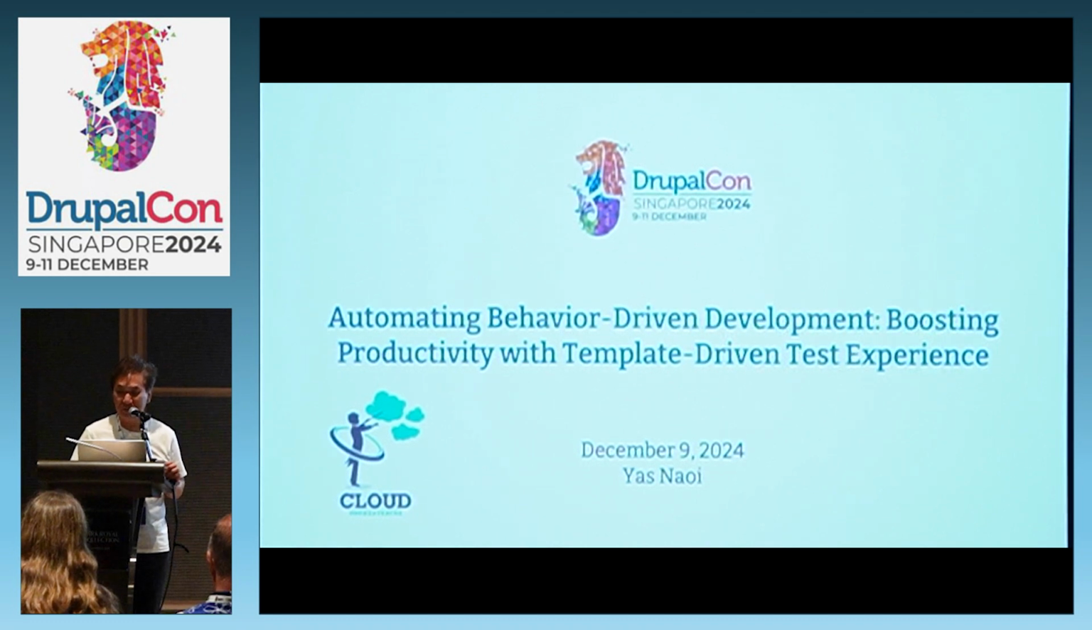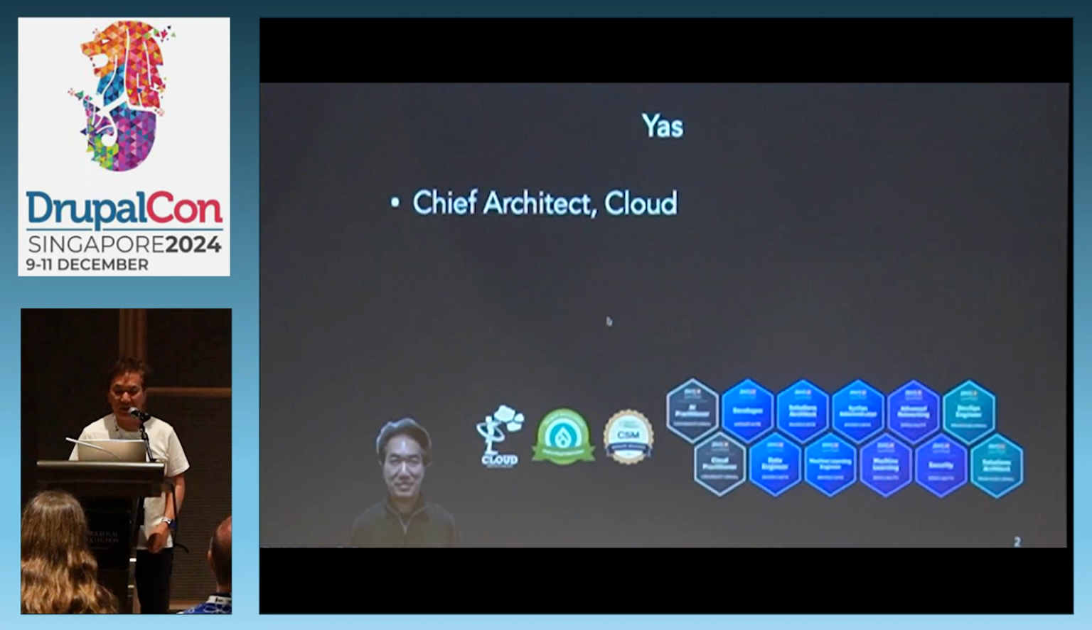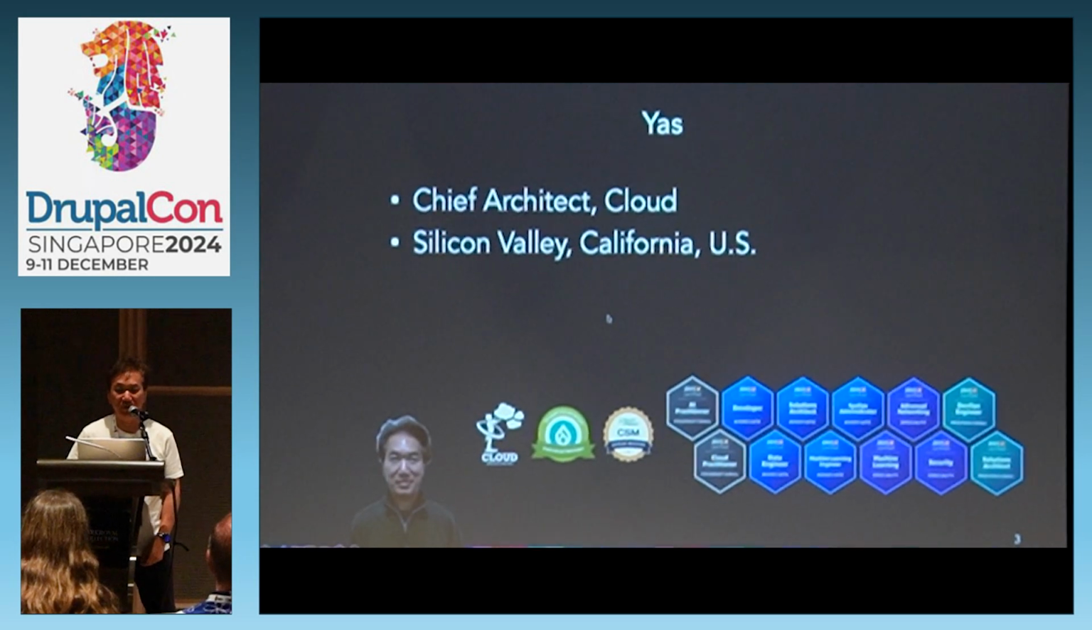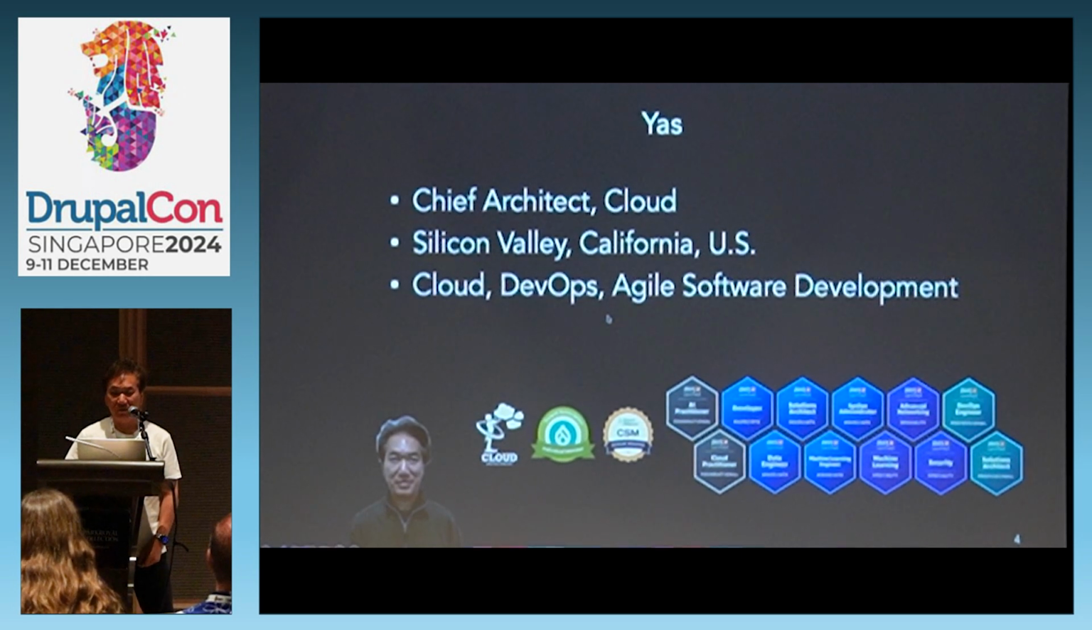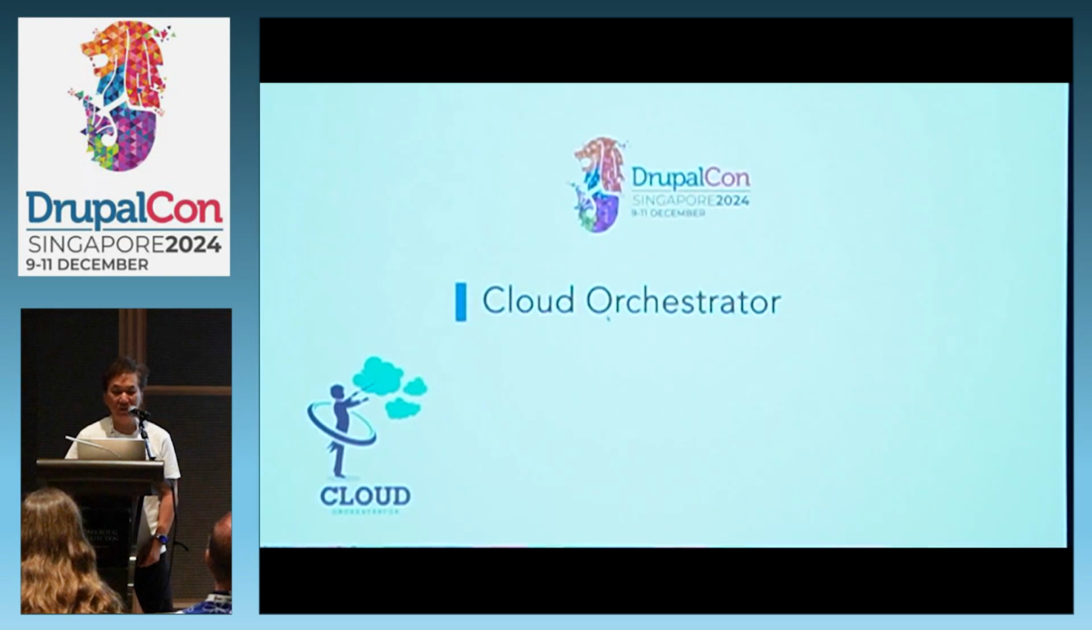So let me start by introducing myself. My name is Yas. I'm a chief architect of cloud working at a Silicon Valley office of a Japanese mobile operating company. My expertise is cloud, DevOps, and agile software development. I've been involved in the Drupal community for 20 years.